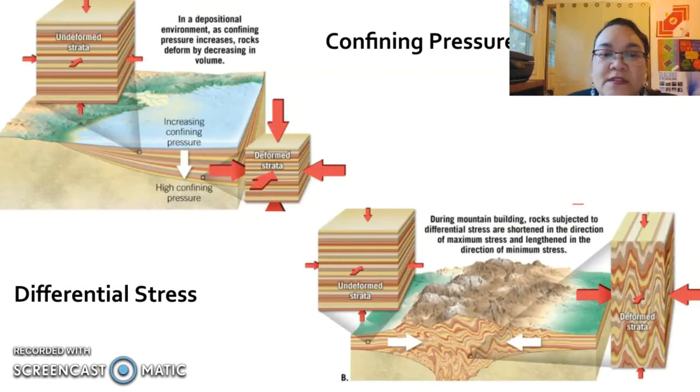These two diagrams show the difference between confining pressure and differential stress. Confining pressure is when rock or strata are subjected to pressure from all sides and uniform heat. Differential stress occurs when the pressure is greater in one direction over another. This leads to the folding of the strata. We will discuss differential stress in more detail next week when we cover mountain building.